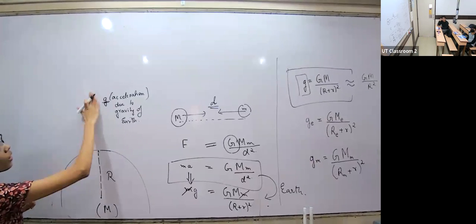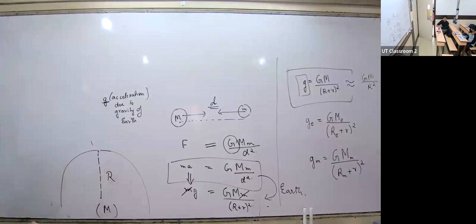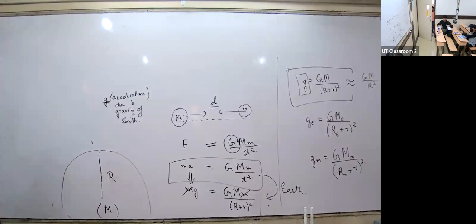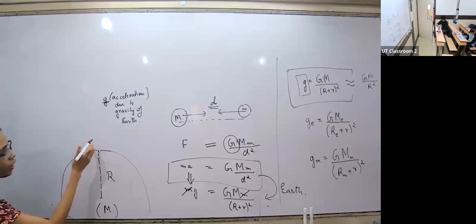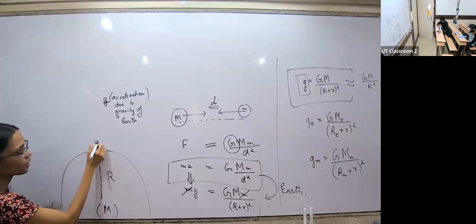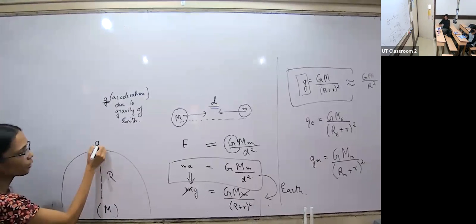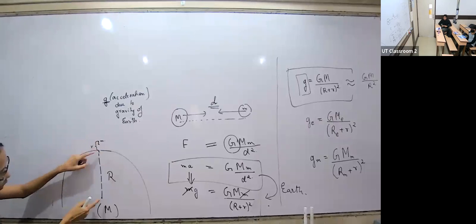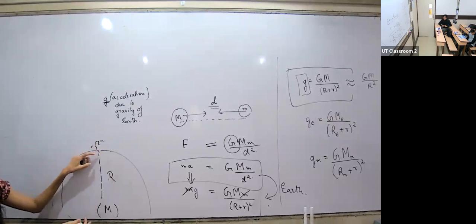The body that is falling. So in reality, if I try to depict the picture, the object is falling from this distance. Are you getting the point? This R is very small compared to this R. Are you getting what I'm trying to say?